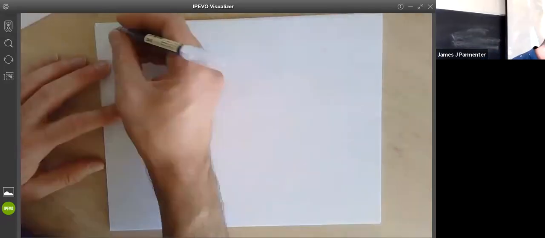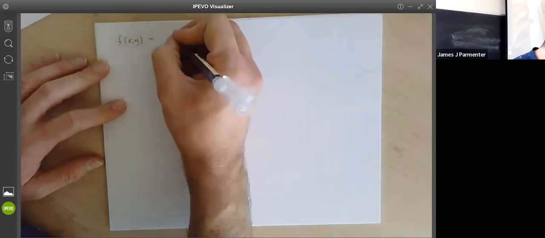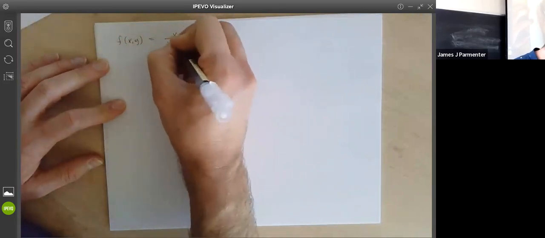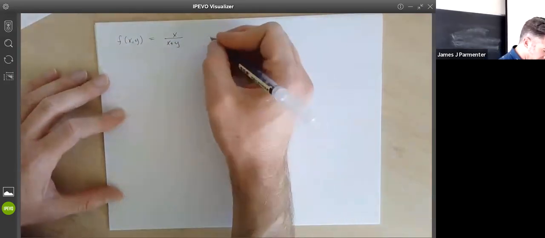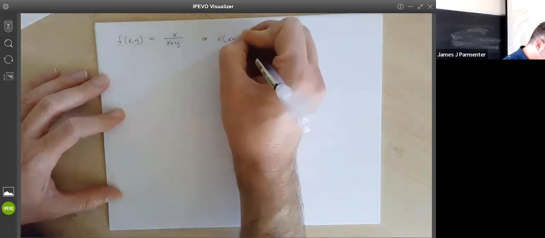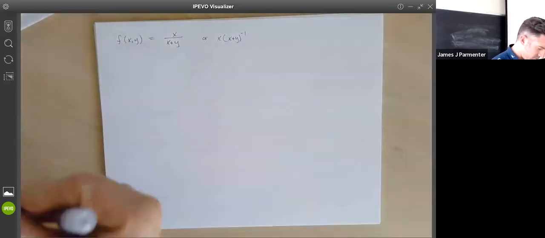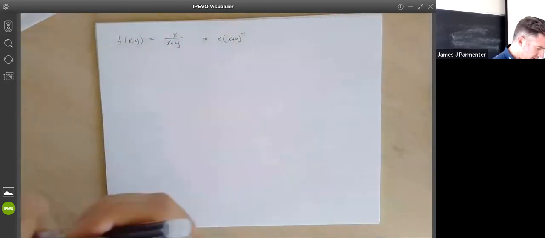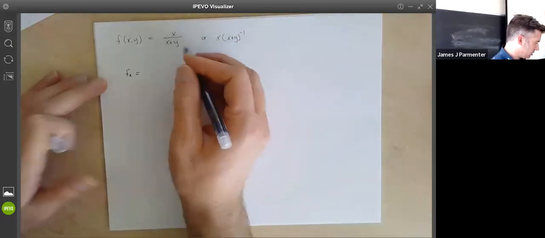A quotient rule example. So f of xy is going to be x over x plus y, which it might or might not be convenient to think of as x times x plus y to the negative first. So let's find fx.